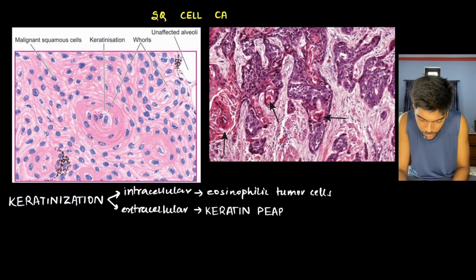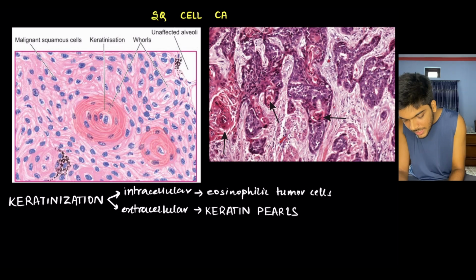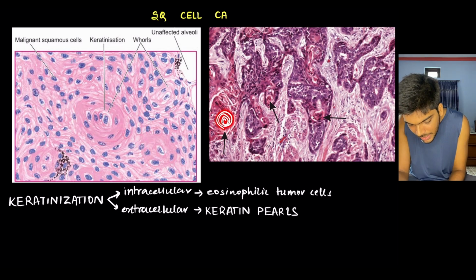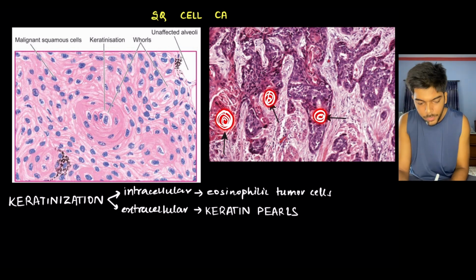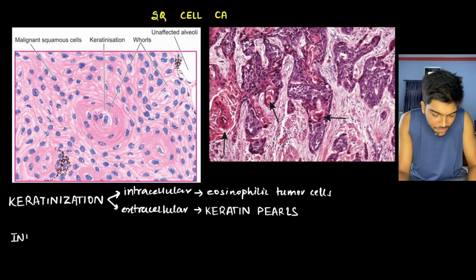See here, there is whirling of the tumor cells leading to formation of keratin pearls. See here, whirling of the eosinophilic tumor cells leading to formation of keratin pearls. Second, there is also presence of intercellular bridges.